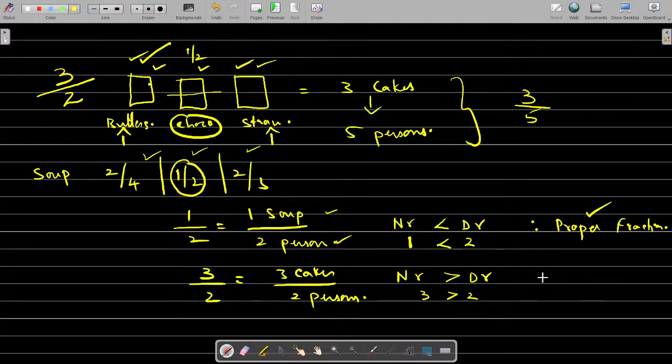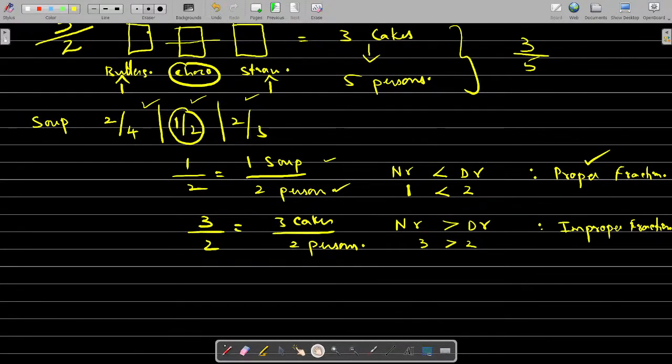The next case, the second case, where the numerator is greater than the denominator, is called an improper fraction. Is it okay? Improper fraction. In case I take it this way, please note here, there are 11 cakes to be shared between 3 persons. Okay, 11 cakes to 3 persons.